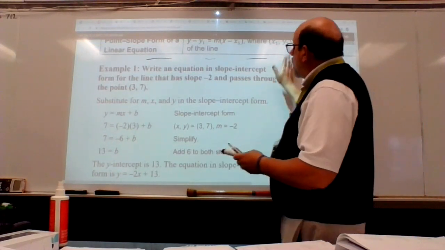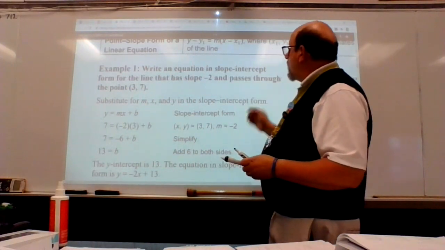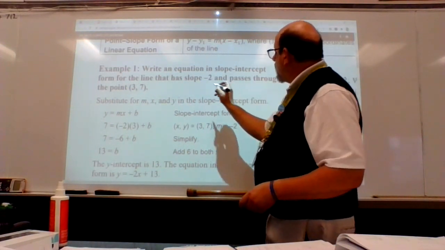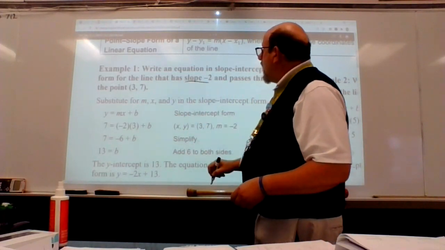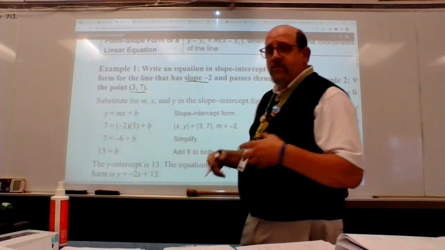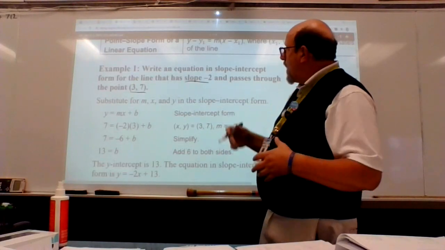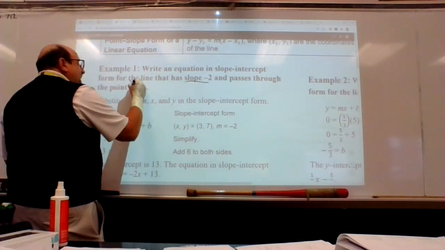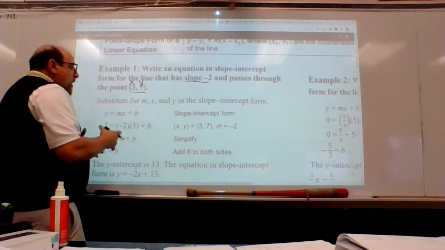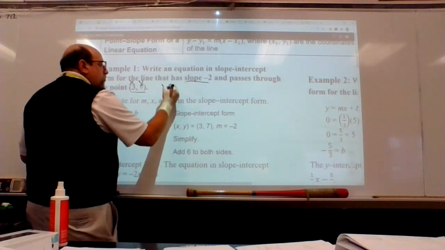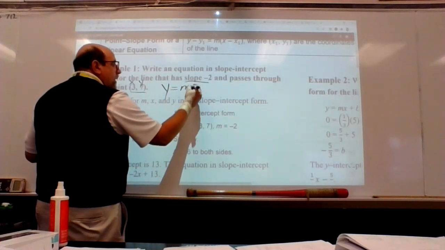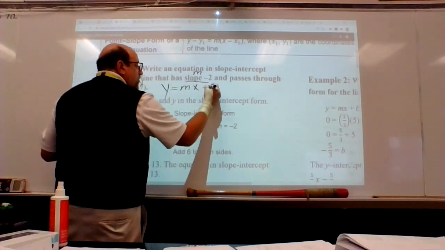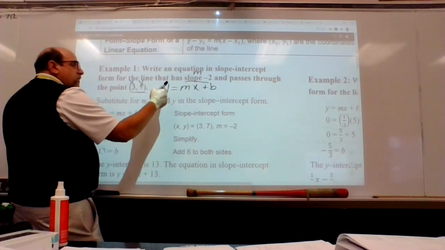Here's the question. It says, write an equation in slope-intercept form for the line that has a slope of -2, so I'm going to underline that, and passes through the point (3, 7). So it passes through that point, and we're given a slope, an x, and a y, and we're going to use that in our formula because we have y equals m, that's our slope, x, that's our x, plus b, and we were also given a y.